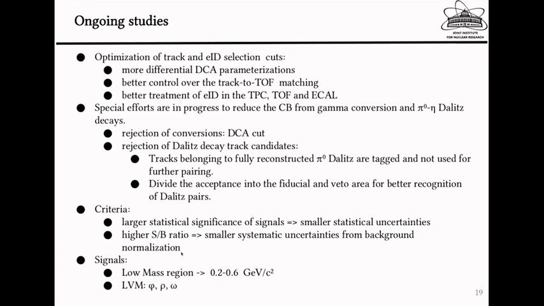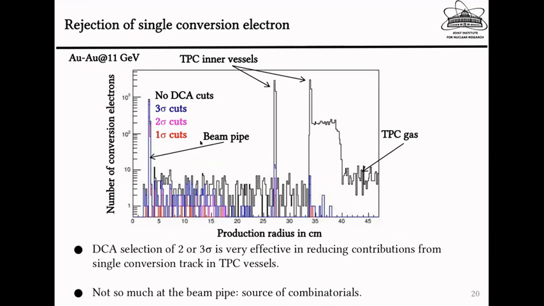The first possible source of background is conversion electrons. Here I show you the number of conversion electrons as a function of true production radius in centimeters. Black is the distribution with no DCA cut, and the color scheme is for different sigma of the DCA cuts. It can easily be seen that the contribution from the conversions at the beam pipe is not effectively eliminated by this selection. So this acts as a source of combinatorial background, and work on improving this area is ongoing.